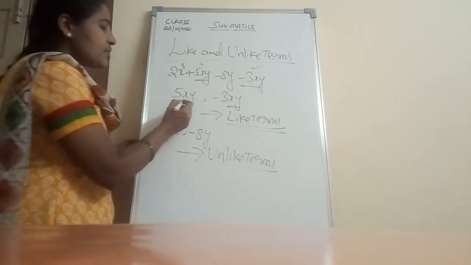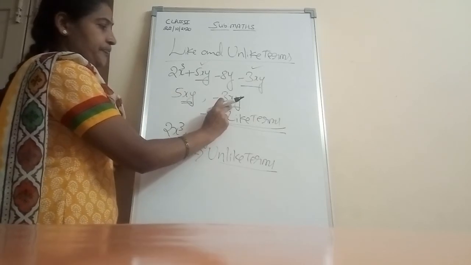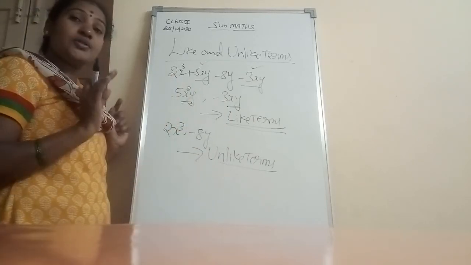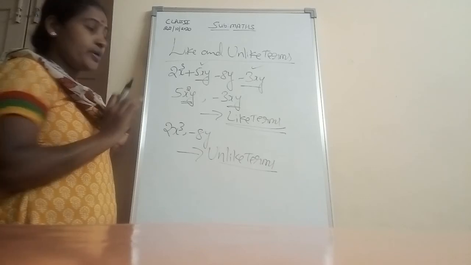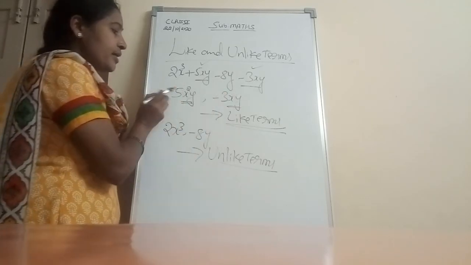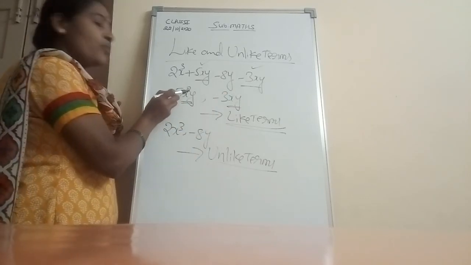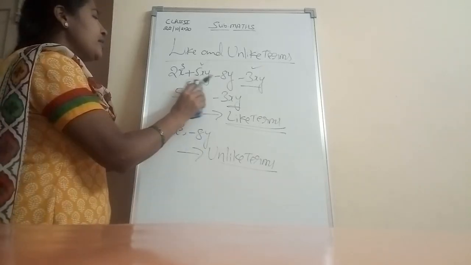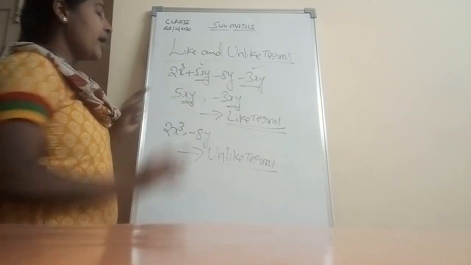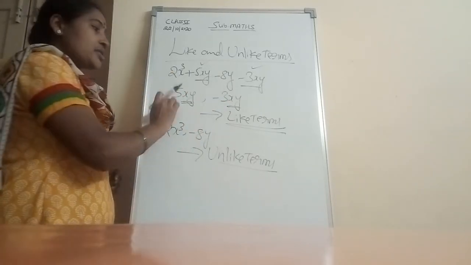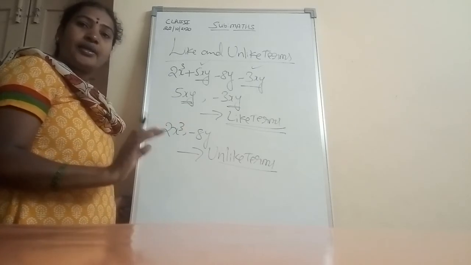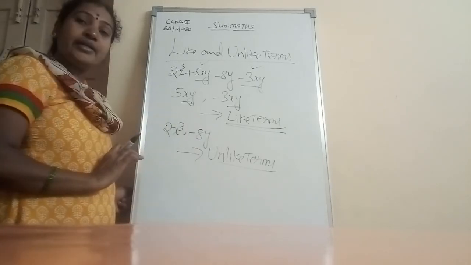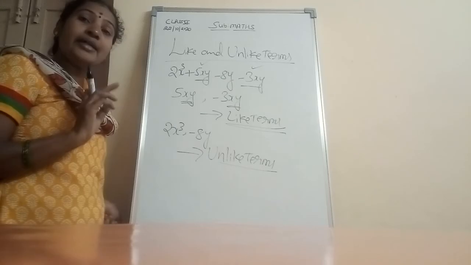Like terms means the same algebraic factor. For example, instead of xy, if x square y is there, that is also not possible. Understood? Instead of xy and xy here, if I write x square y, then also it is not possible. It is different. We have to check the power also and we have to check the base. xy, xy: both are like terms. Here x cube is entirely different, y is entirely different. So these are known as unlike terms.